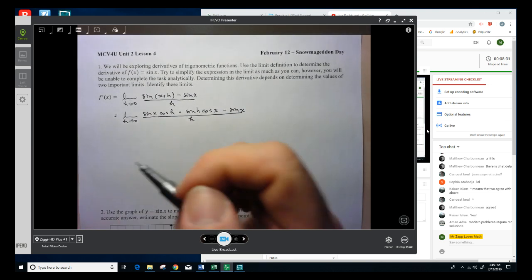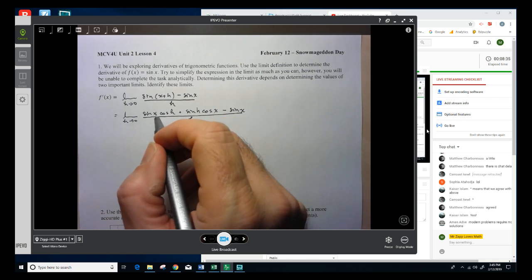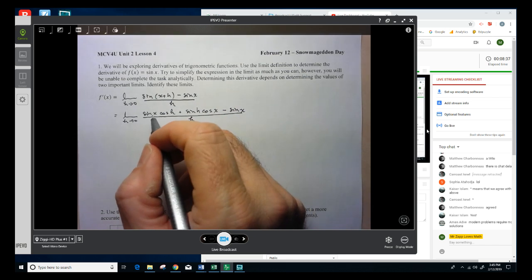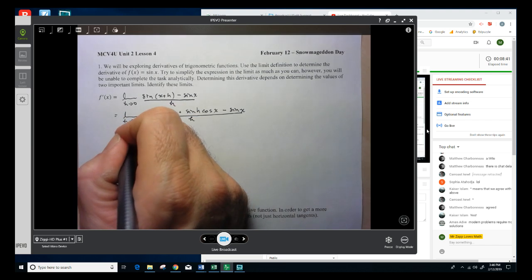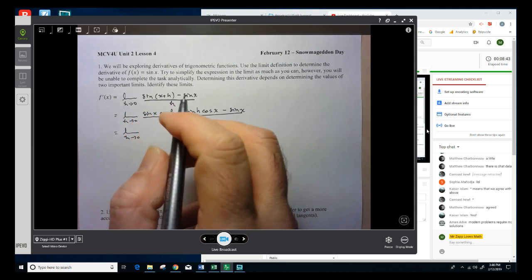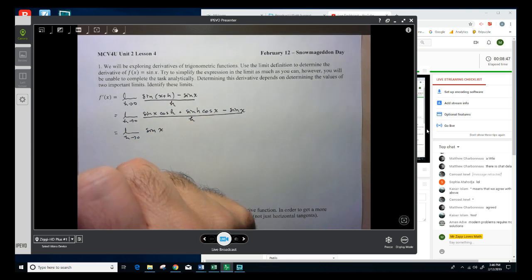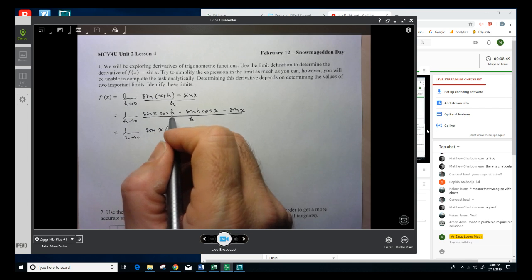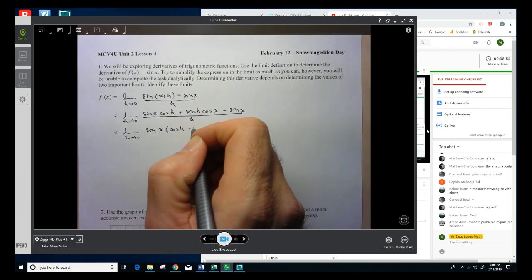All right, so what's the next thing we can do? I do notice that there's a sine x that's common to both the first and last term. So let me go there and factor that out. From the first and third term, I factor out a sine x. And what am I left with? I'm left with cos h here, and then here I'm just left with a minus 1.